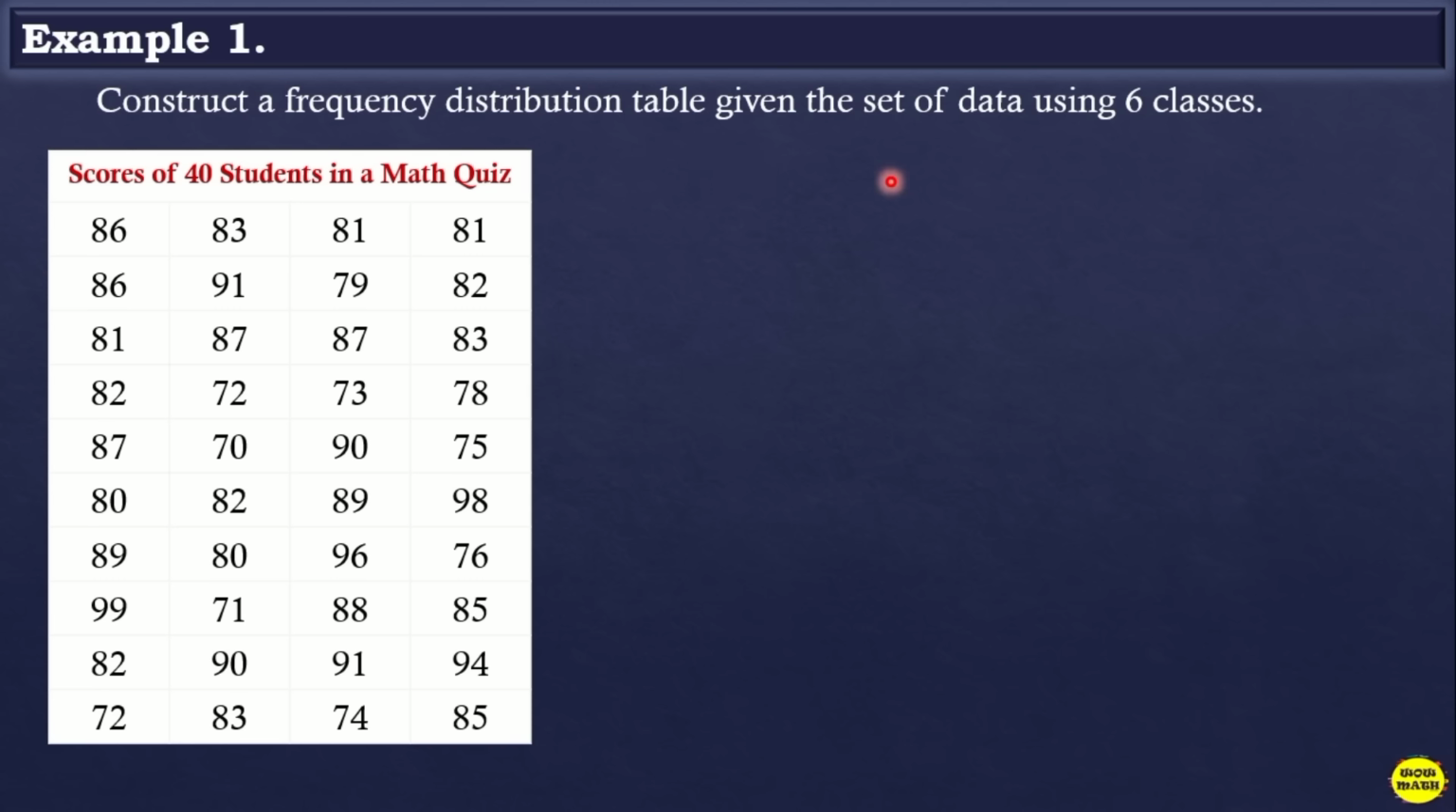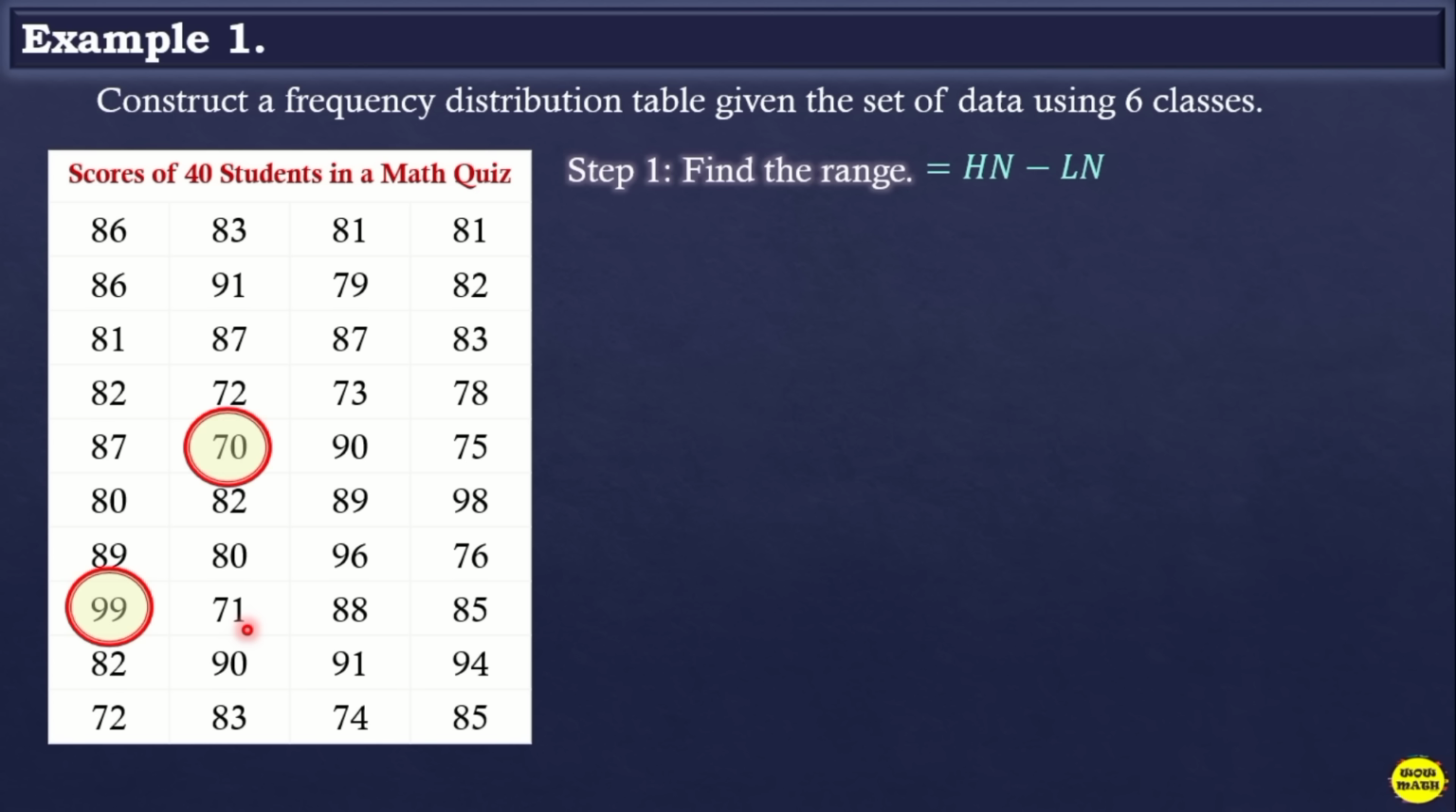Okay? So, first step po natin, find the range. Identify po natin yung ating highest number and then lowest number. So, what is the highest number? We have 99. And your lowest number is 70. So, yun po ang kailangan natin para makuha natin ang range. So, we have 99 minus 70, that is 29.